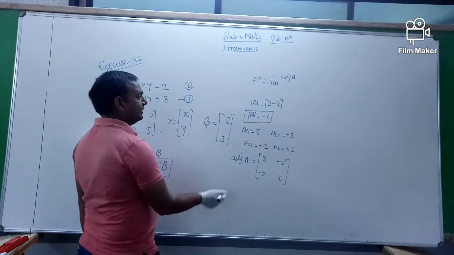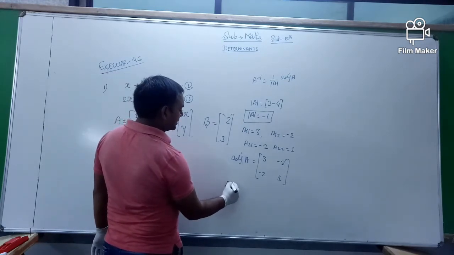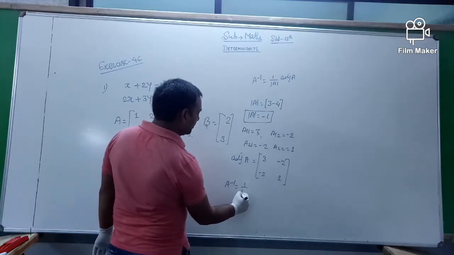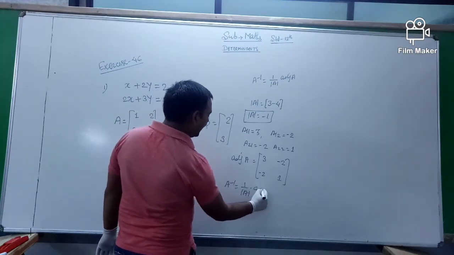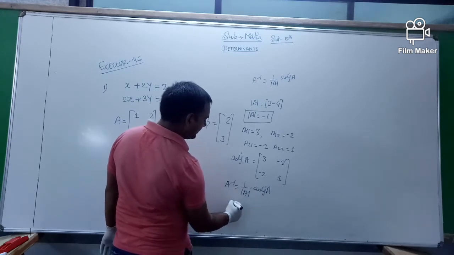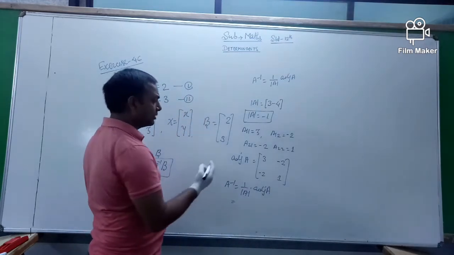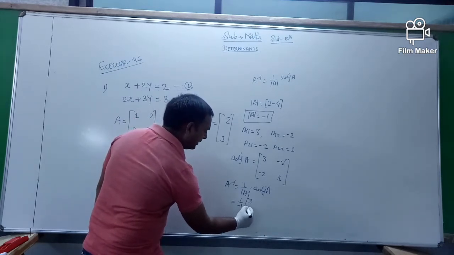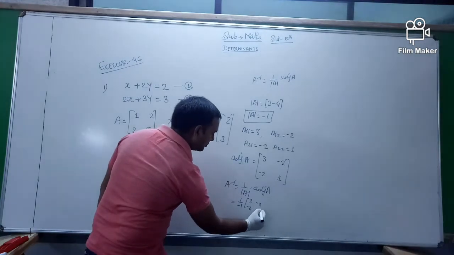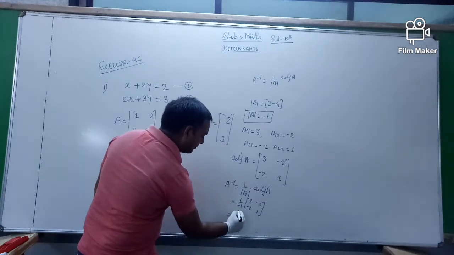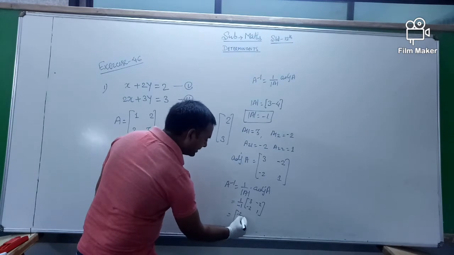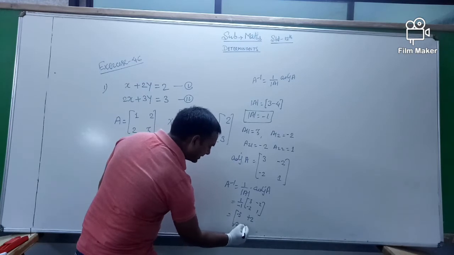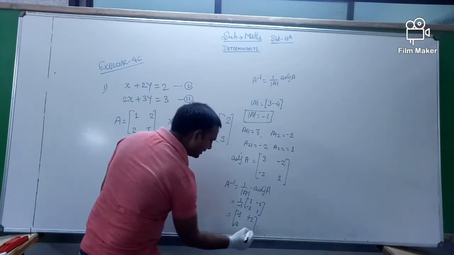After that you find A inverse, which is equal to 1 upon mod A into the adjoint of A. That is 1 upon minus 1 times the adjoint of A, 3, minus 2, minus 2 and 1. You divide by minus 1, so this is minus 3 plus 2, plus 2 and minus 1.